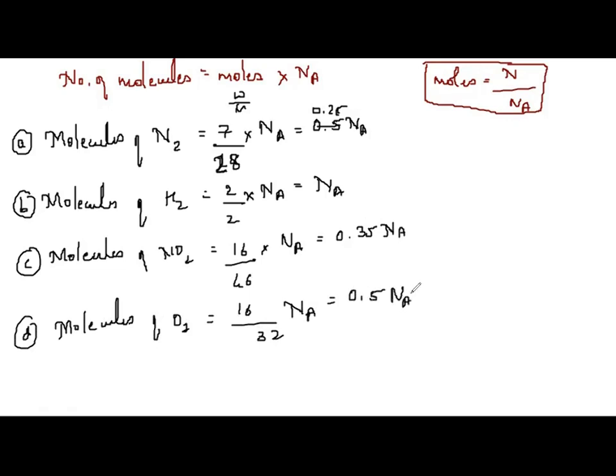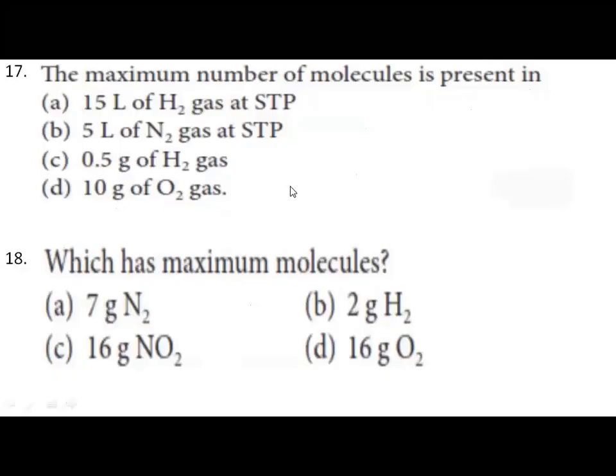So which is the correct option? Where is the maximum number? So this is the maximum number. Therefore, 2 grams of H2, that is 1 mole of H2, contains maximum molecules. So the correct option is option B.